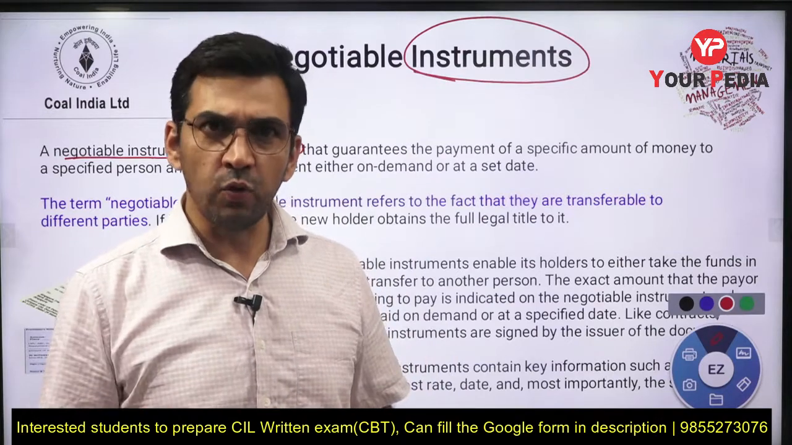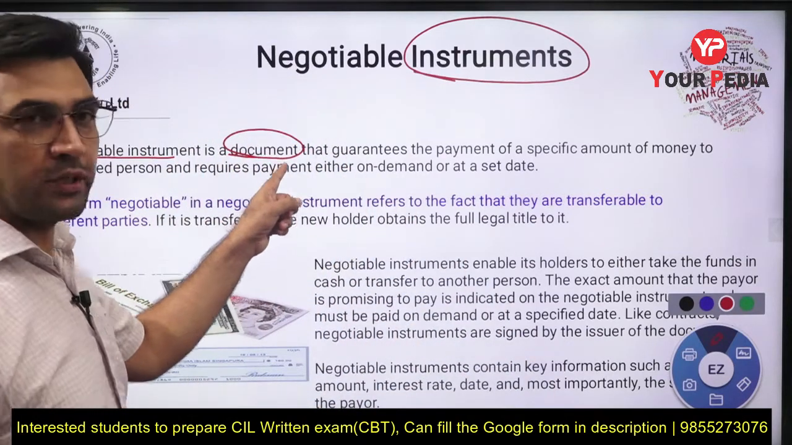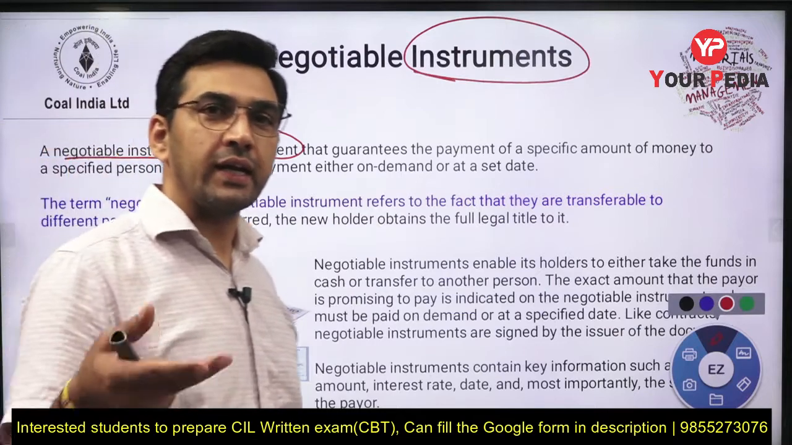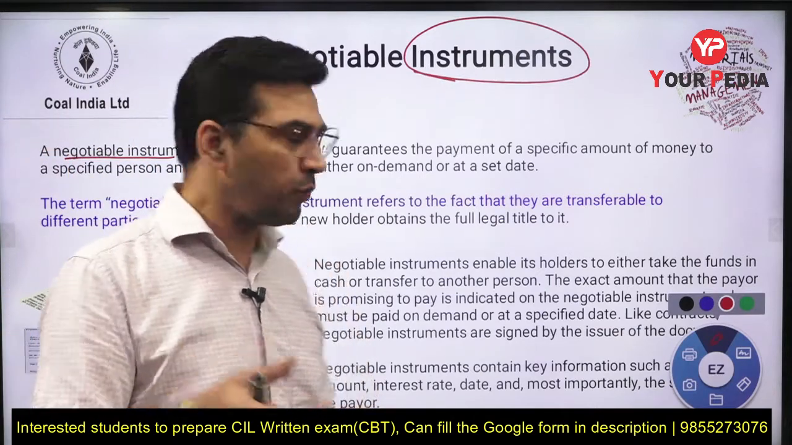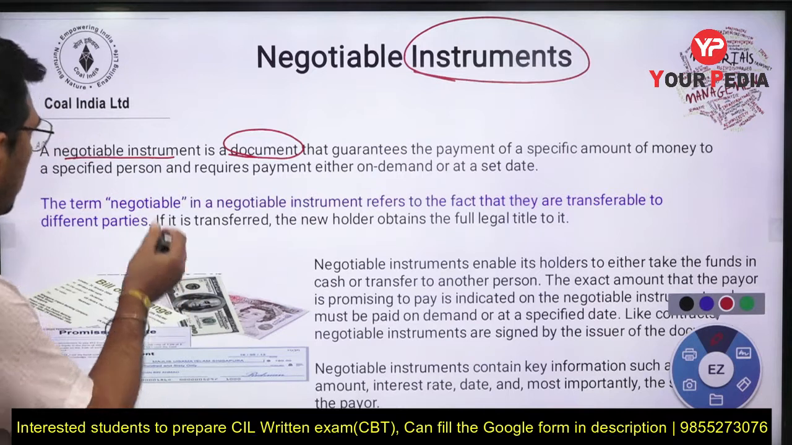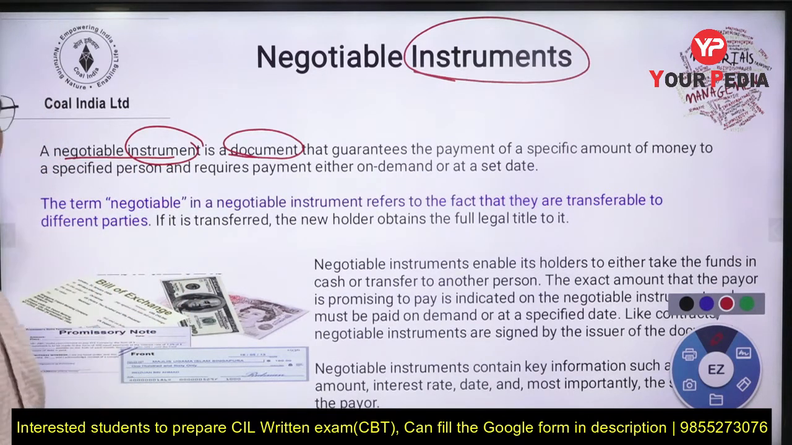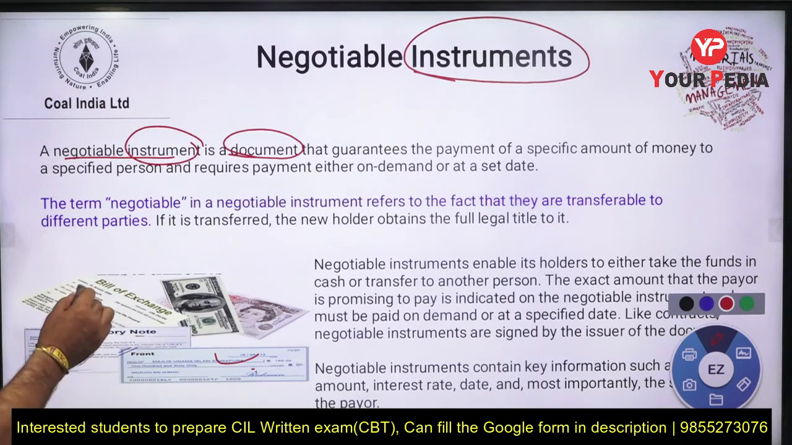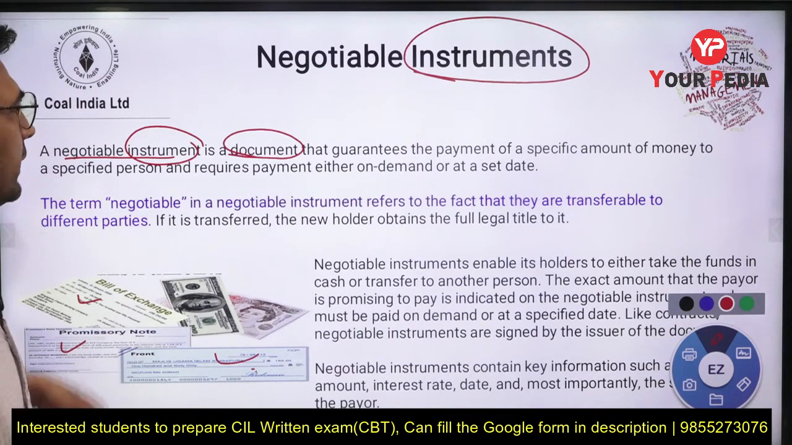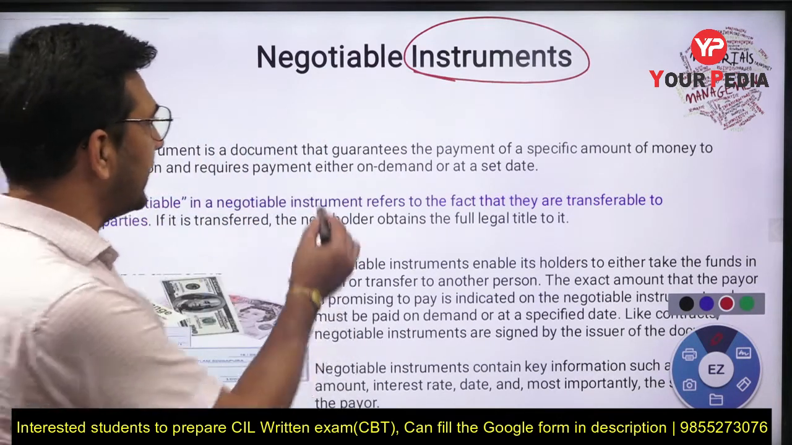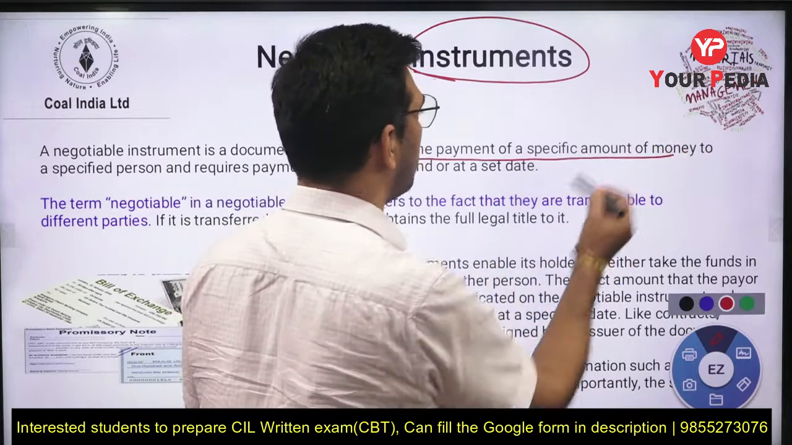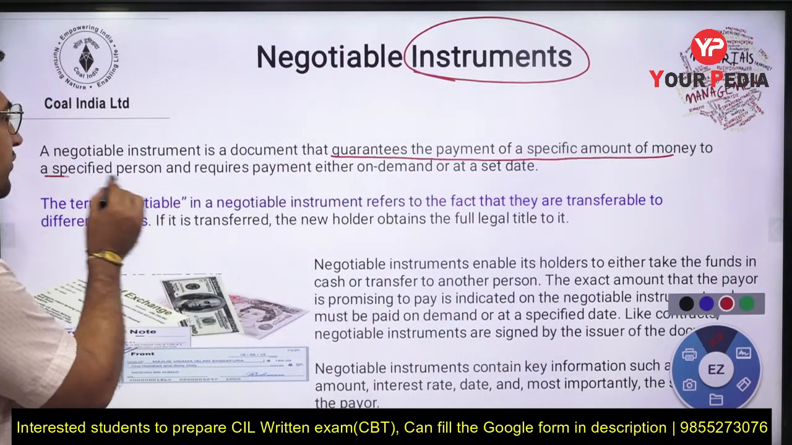In the same way, these negotiable documents are a kind of way to make the payment. When you talk about the instrument, the first thing that should strike your mind is the check. I think you will be able to relate to it easily. For example, this is a negotiable document, or a negotiable instrument. It is a document that guarantees the payment of a specific amount of money to a specified person.